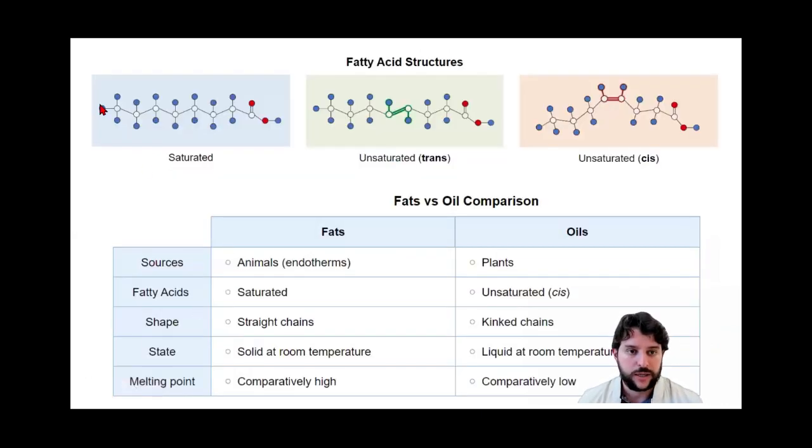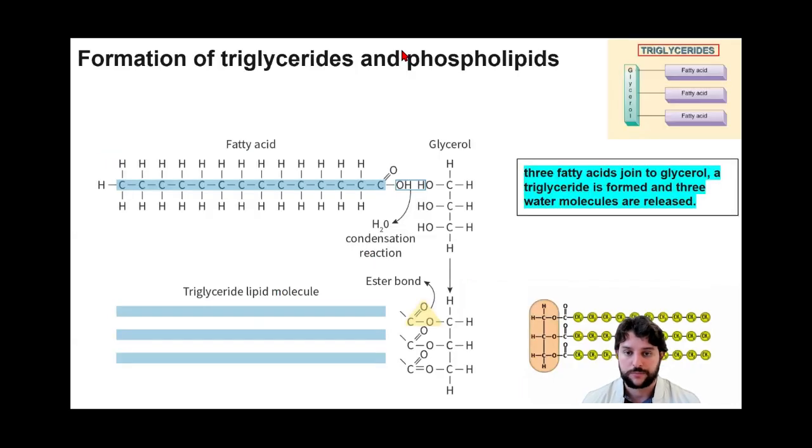If they are saturated, they're going to be called saturated fats. Saturated means that they only have single covalent bonds between the carbon and the next carbon. If they are unsaturated, they have at least one unsaturation in their structure, and they can be cis or trans. We're going to see how it works.